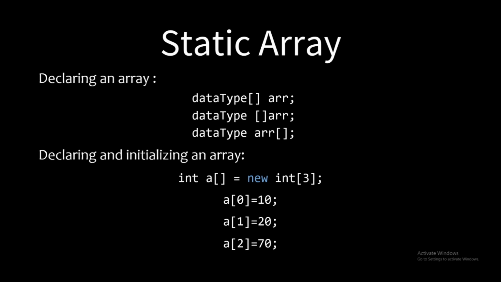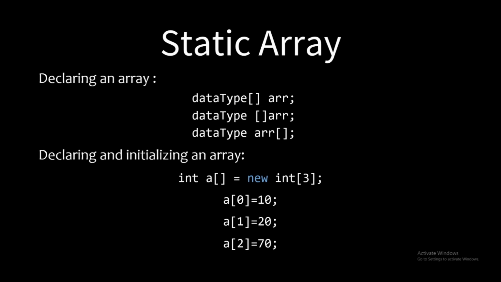Static arrays. There are two types of static arrays. One is single dimension and the other is multi-dimension. This is how we declare a single dimension array. First, the data type. It is necessary because we want to know what type of elements are there in our array. So if, for example, we are making an array of integer type, so instead of data type, it will be int, then the square brackets and array.